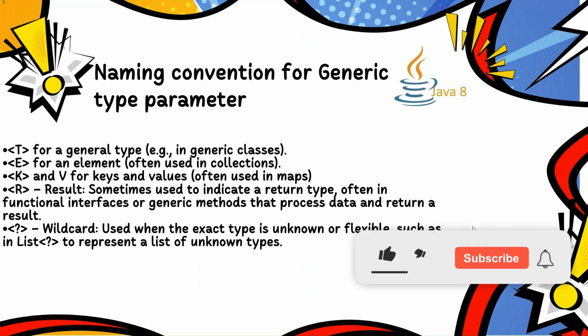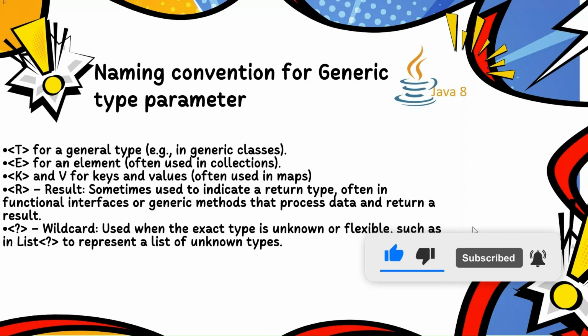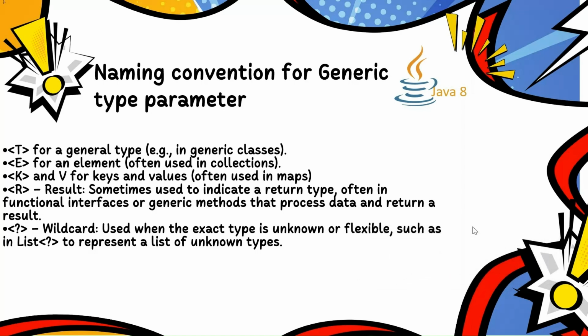Finally, we have the question mark, which is a wildcard. The question mark is a wildcard that represents an unknown type. It is used when the exact type isn't known, adding flexibility. Example, List<E>. We know E is for elements, but when we use a question mark, it allows for a list of any type without specifying the exact type in advance.